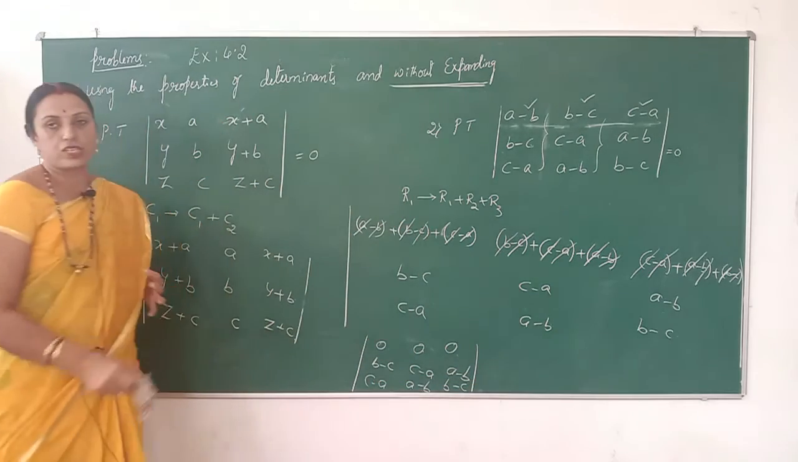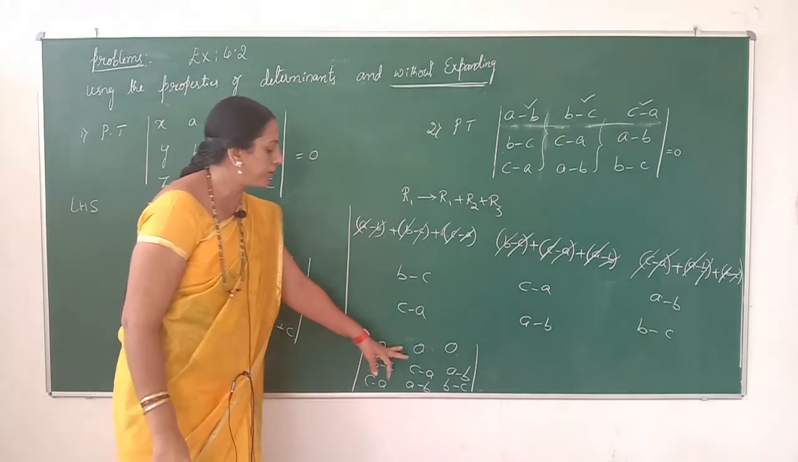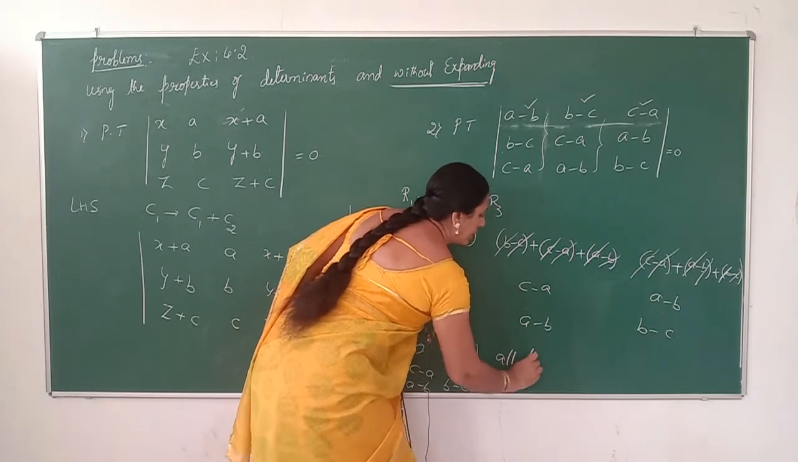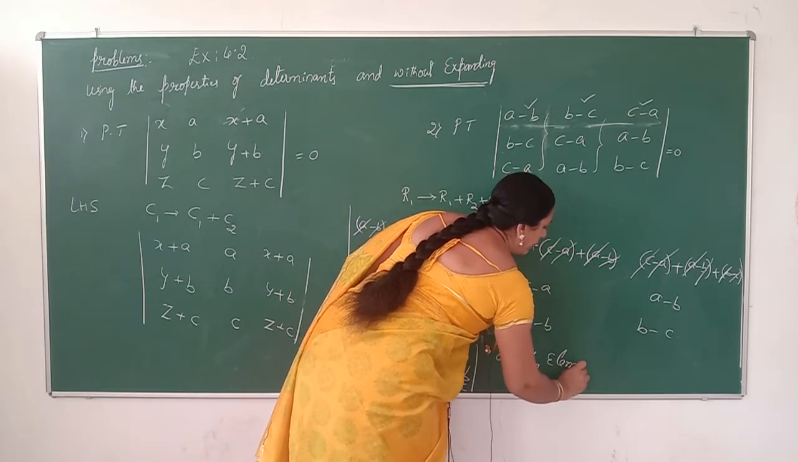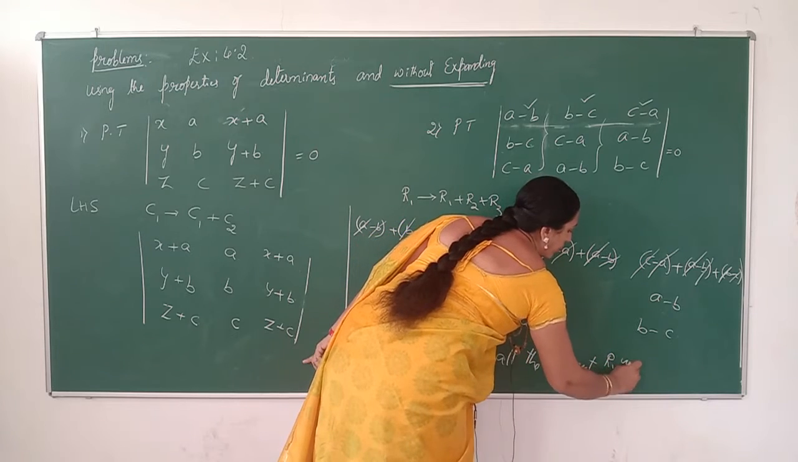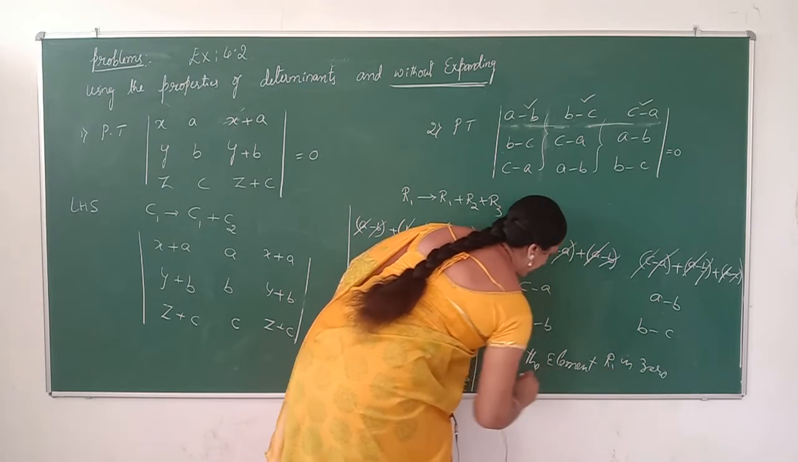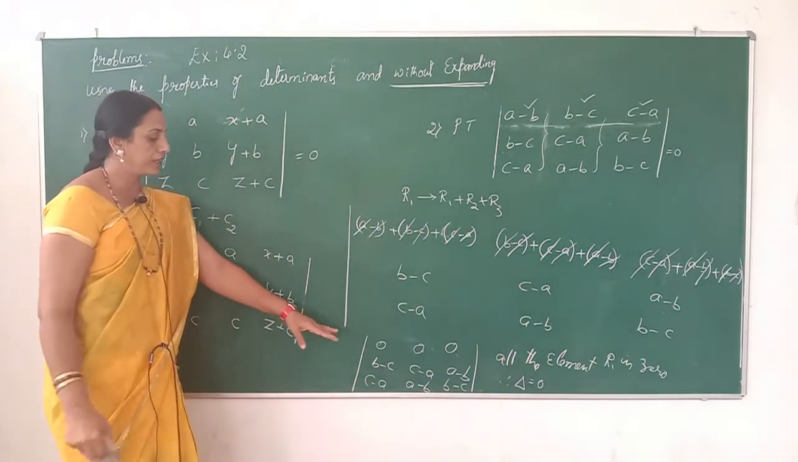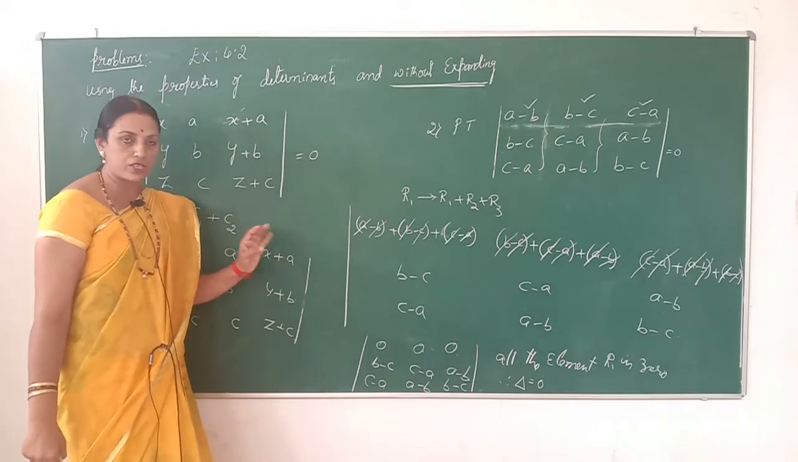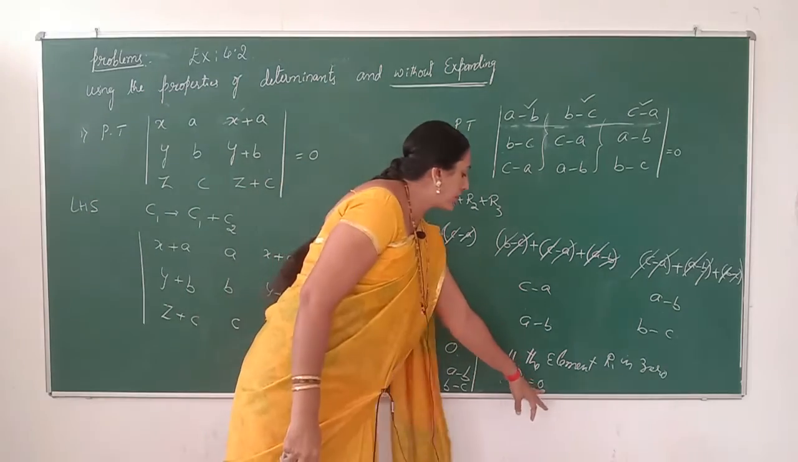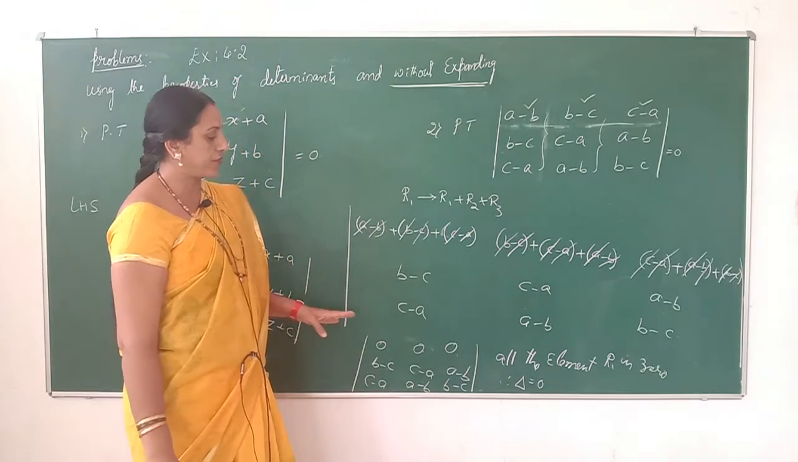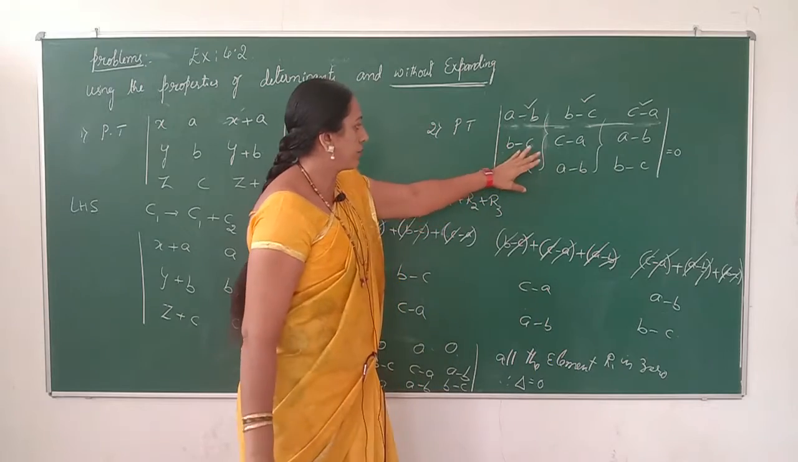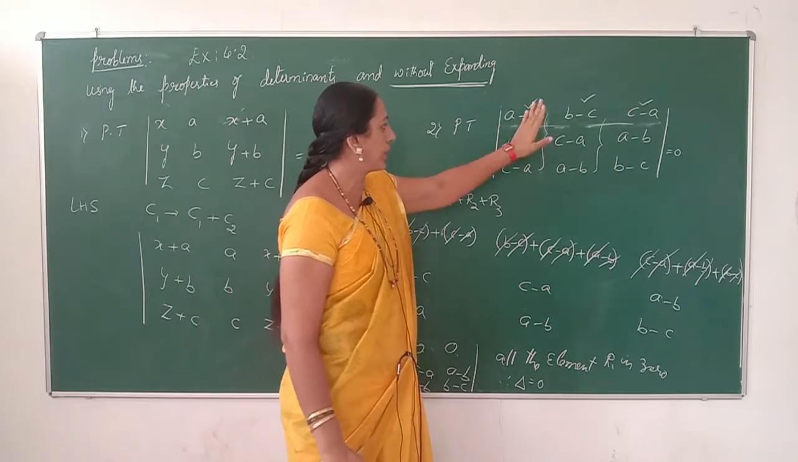So after that, by using the properties, if all the elements of the first row are 0, all the elements of R1 are 0. Therefore, delta is nothing but 0 by using the fourth property. If all the elements of any row or any column are 0, then the value of the determinant is nothing but 0. It's one of the properties of the determinant. So that is the RHS. That is the solution.